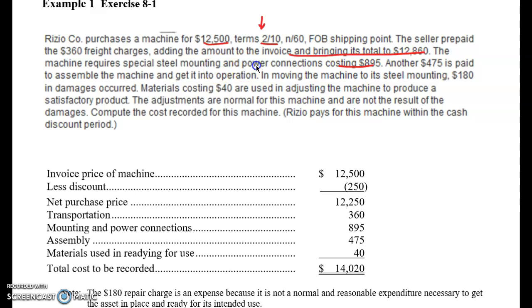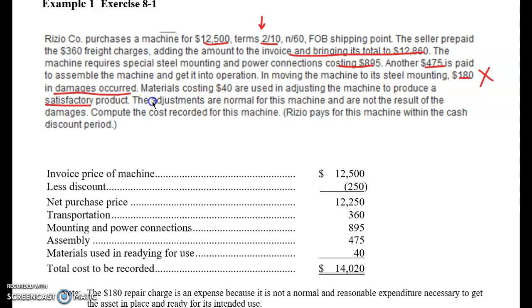Special connections and installation costs $8.95, $4.75 for assembly, $180 for damages. That's an expense. That's a repair. That's not normally a customary part of installation of this machine, so that's an expense. That's not capitalized. Materials costing $40 to adjust the machine. Yeah, that's normal and customary to get it set up and running correctly. The adjustments are normal for this machine, not the result of damages.